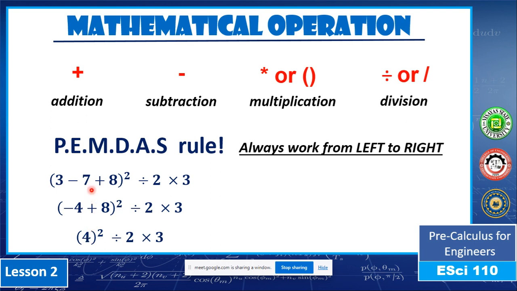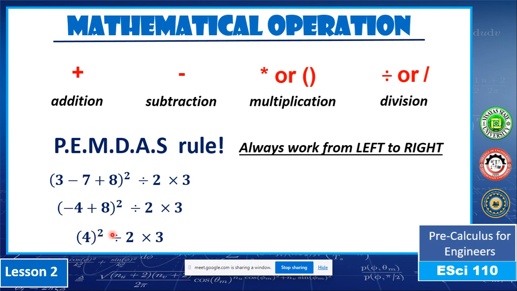Sige, paano kung hindi natin yun susundin? For example, we will just carelessly say that 3 minus 7 plus 8, unahin natin 7 plus 8, magiging 15. Tapos 3 minus 15 is equal to negative 12. So may iba na talaga siya dito sa 4. So that's why you need to follow. Always work from left to right.